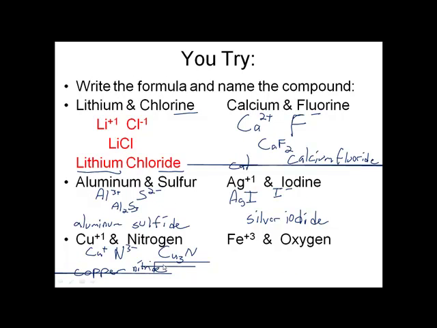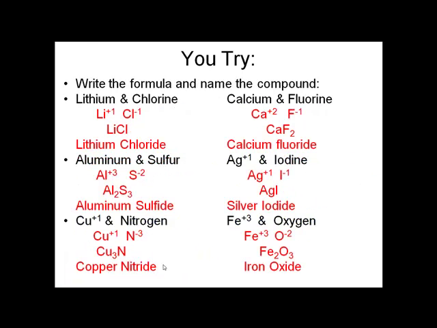Last one, Fe3+, oxygen is 2-. Here we got a typed out version of the answers, maybe a little bit easier for you to see. Again, we do the switcheroo to get the balanced formula, and to get the name, all we do is we name the ions.